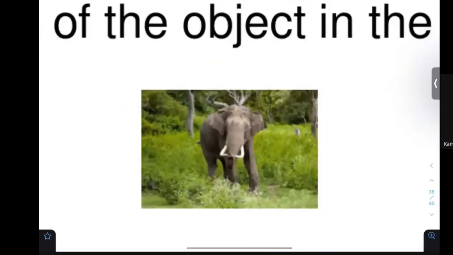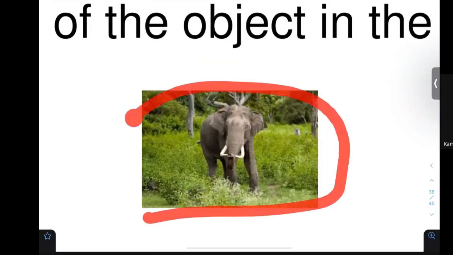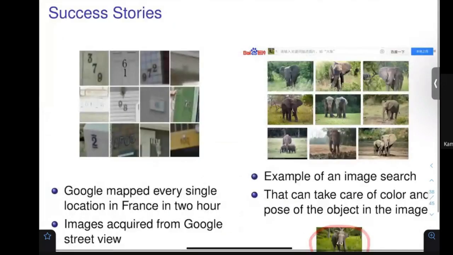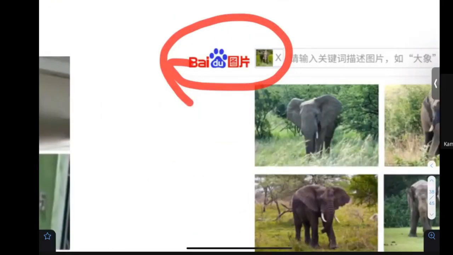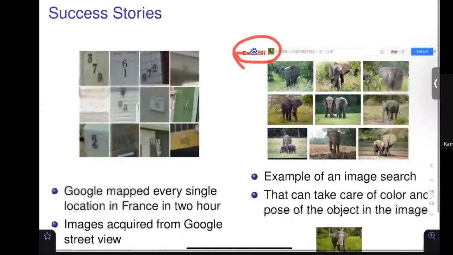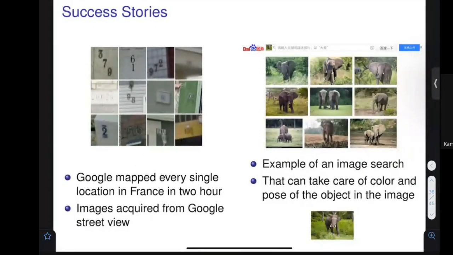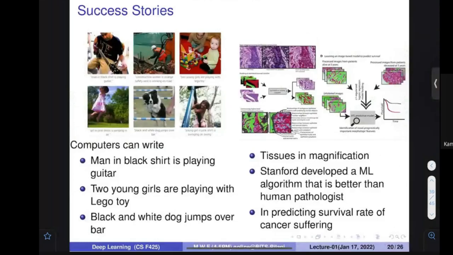You can see that if I search this particular image on the internet using a search engine called Baidu, the Japanese search engine, it has given these kind of images. If you compare these images, you can find out that everywhere there is a similar kind of background. Everywhere the elephant is actually seen in front of this. So all these things have been taken care of by this system.